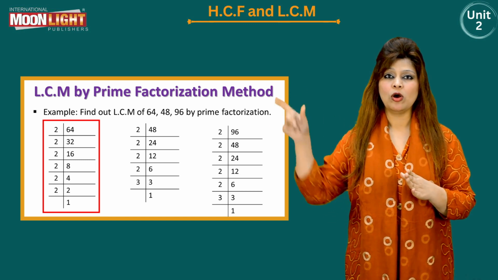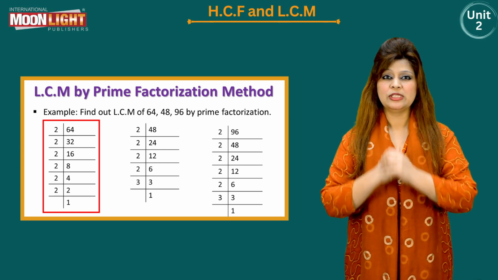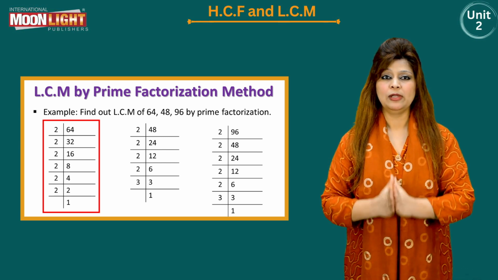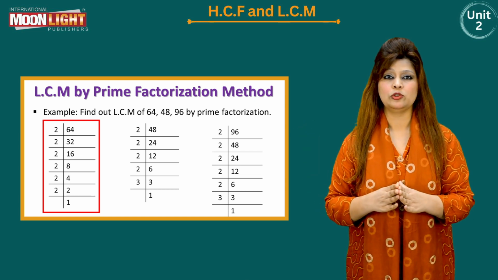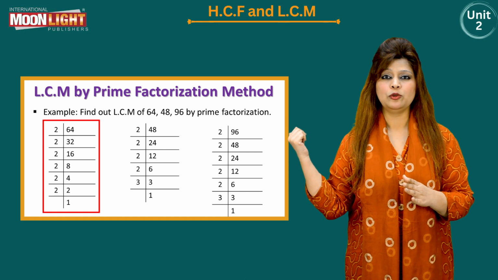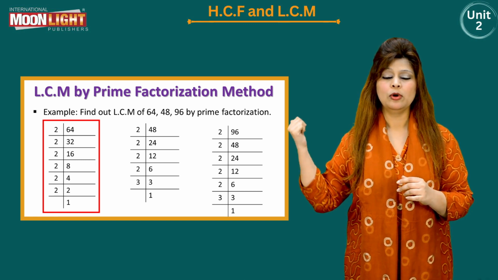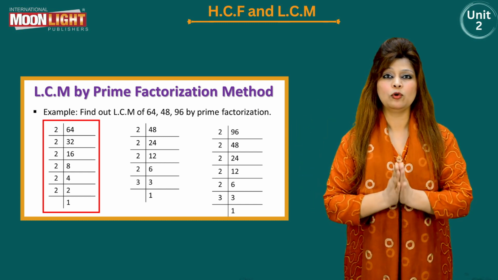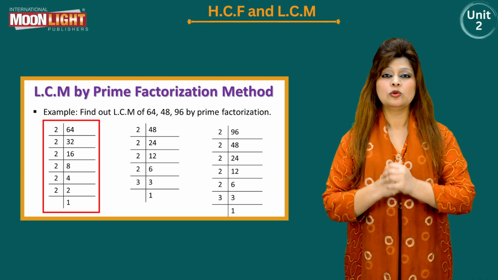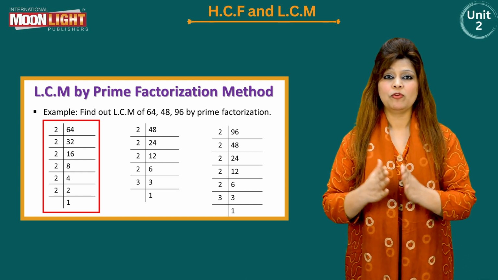Now these all numbers are prime numbers, so we are going to write it down like prime factorization of 64 is equal to 2 multiplied by 2 multiplied by 2 multiplied by 2 multiplied by 2 multiplied by 2. How many 2s are over here? Yes, we have total 6 2s over here. So my dear students, we are going to write it down in a product form.